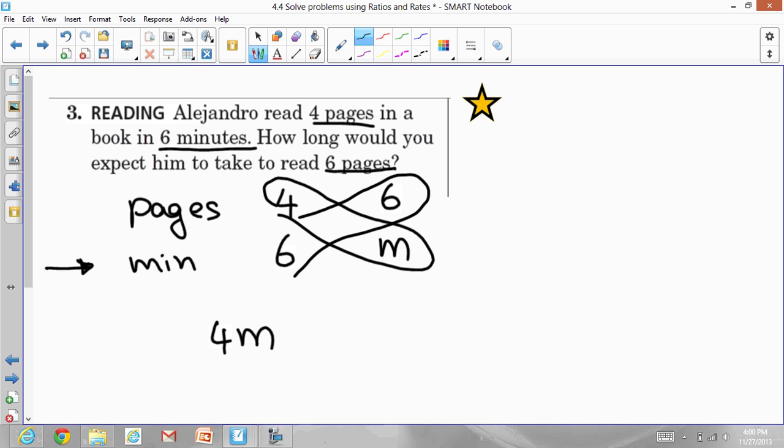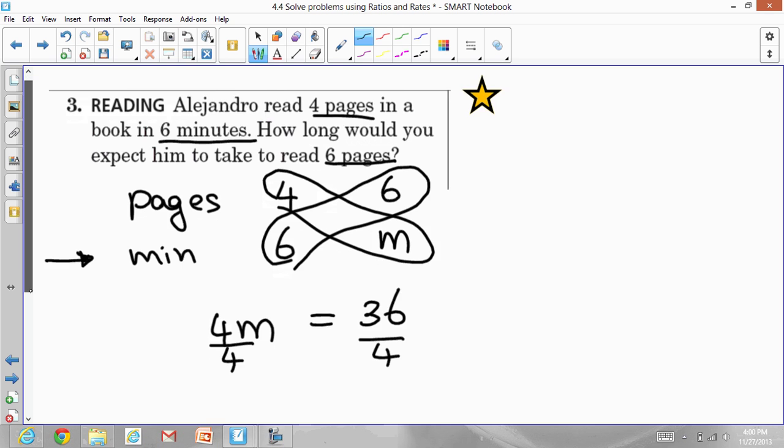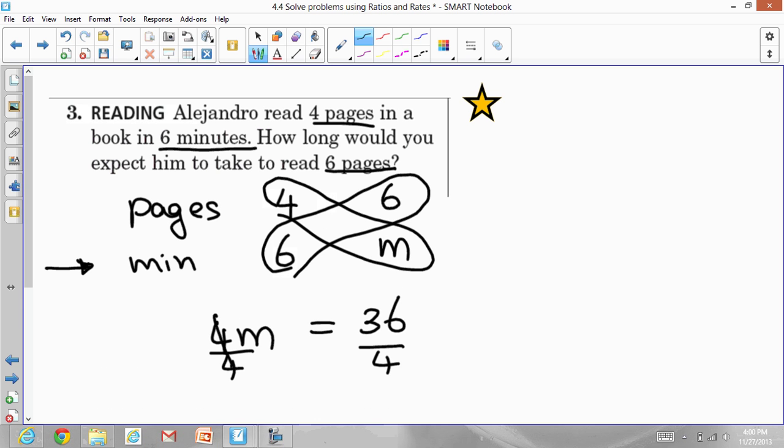And 6 multiplies 6. 6 times 6 is 36. Equal. You want to get M. Divide by 4. Divide by the same 4 on both the sides. Cancel. M equals 36 divided by 4 is 9. 9 times 4 gives you 36. 9, go back over here. So 9 minutes. So for Alejandro, it's going to take 9 minutes to finish up the 6 pages.